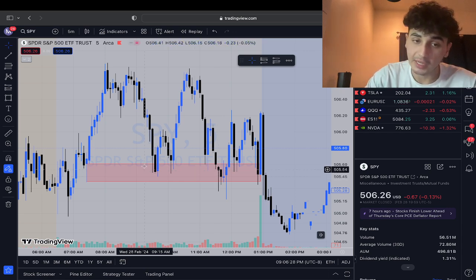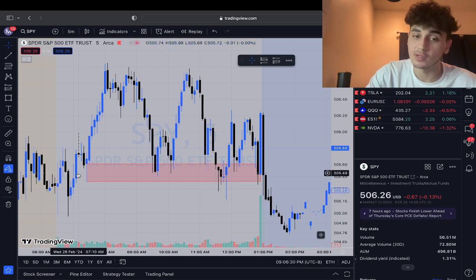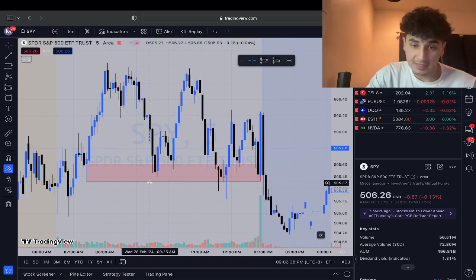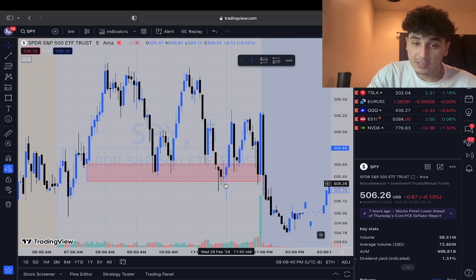So if we were to take a trade off of this demand zone that we just created, you can see on multiple different reversals, the trades would have been profitable. Now we can see we had a slight move outside of the demand zone, but we never got that initial invalidation.